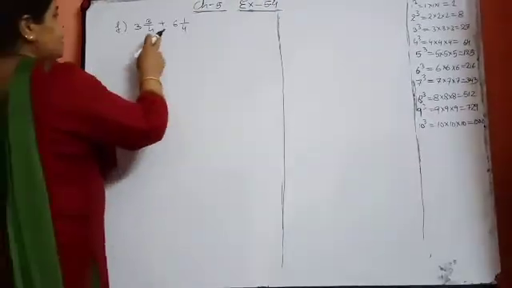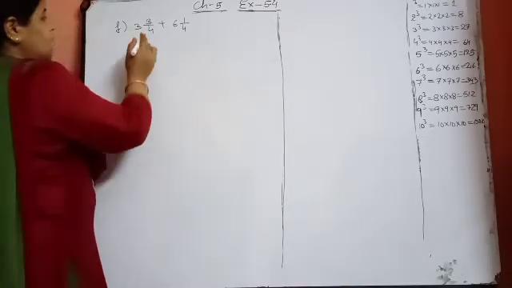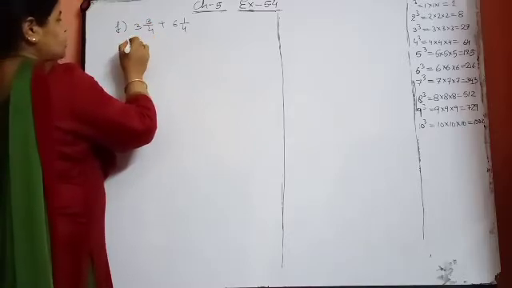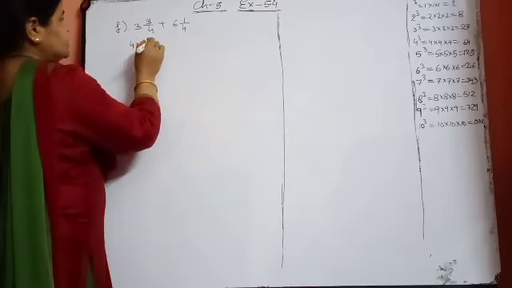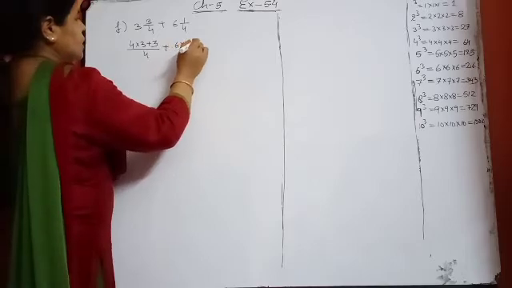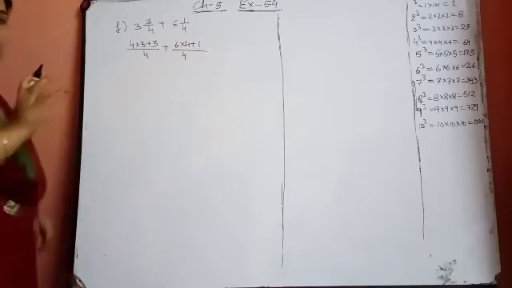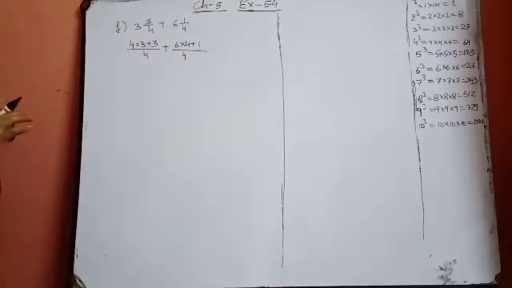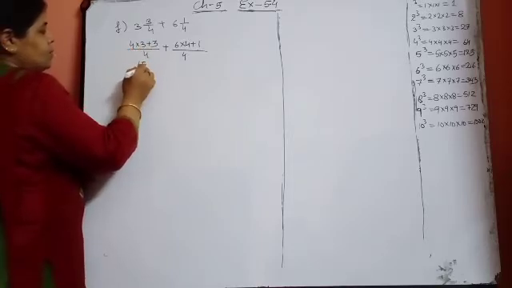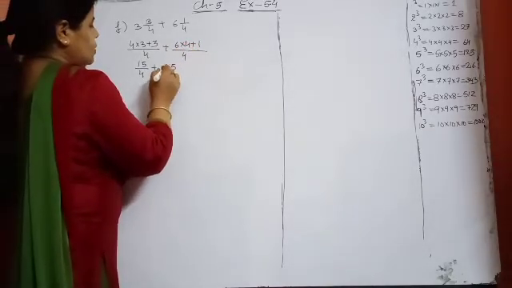See, in F part the question is in the form of mixed fractions and we have to add them. How will you do it? First of all make them improper fractions: 4 into 3 plus 3 upon 4 plus 6 into 4 plus 1 upon 4. In the last exercise you have already done it. Now 4 threes are 12, 12 plus 3 is 15, 15 upon 4, plus 6 fours are 24, plus 1 is 25 upon 4.